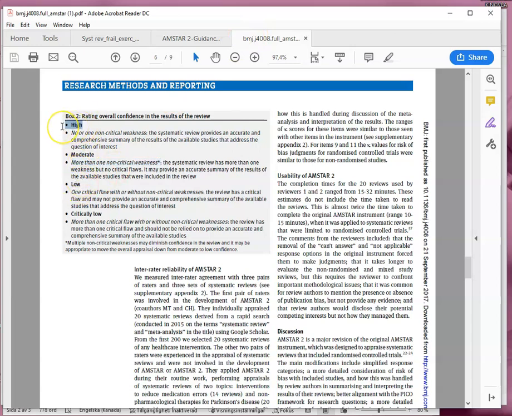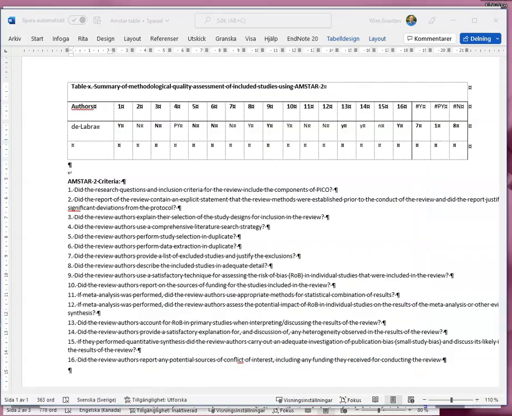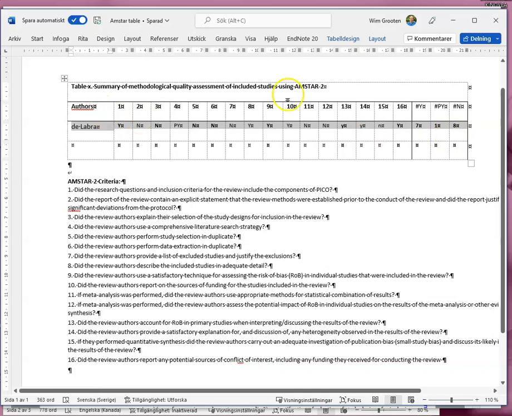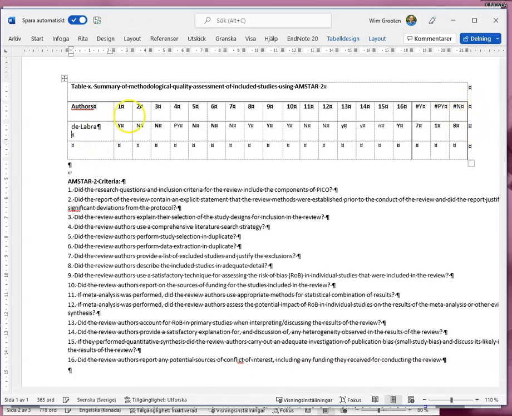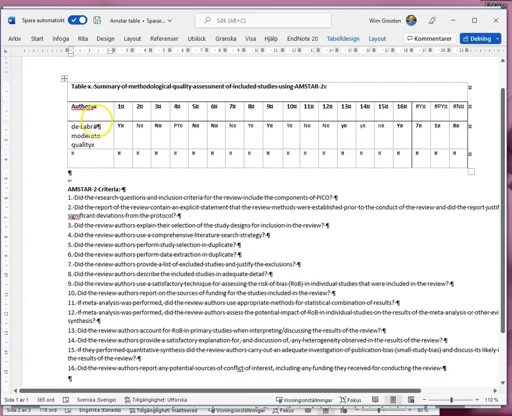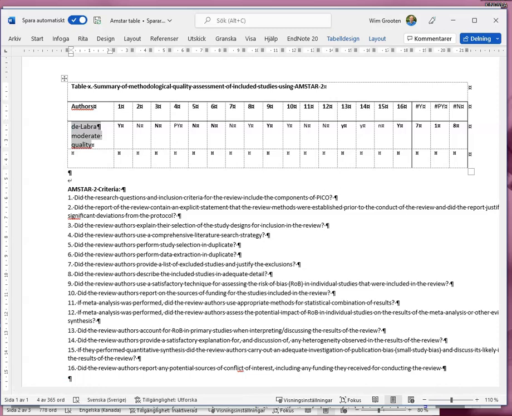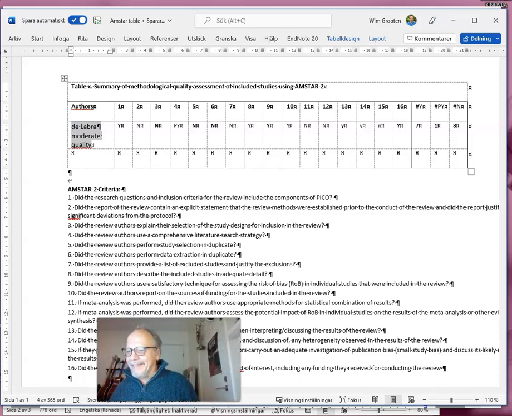I won't go for the high confidence, but I think I will end up with a moderate quality, because the conclusions are very modest and not that bad. So sometimes, at the end here, you can add one more column and you write moderate quality, and so you can go on with more papers like this. So I hope, let's go for this one then.